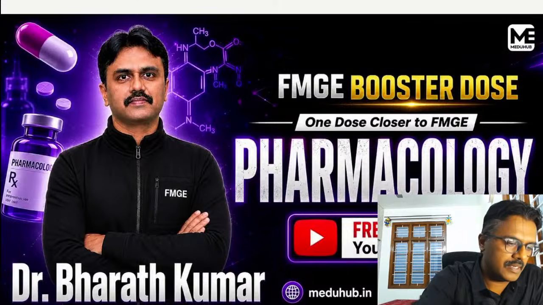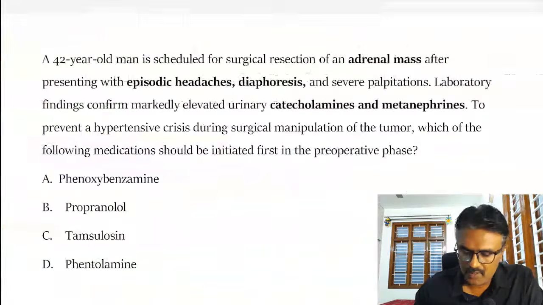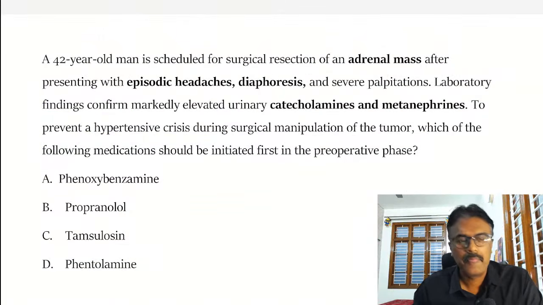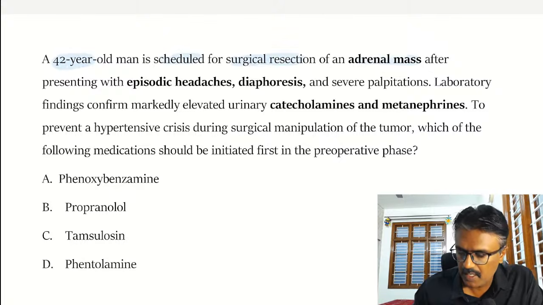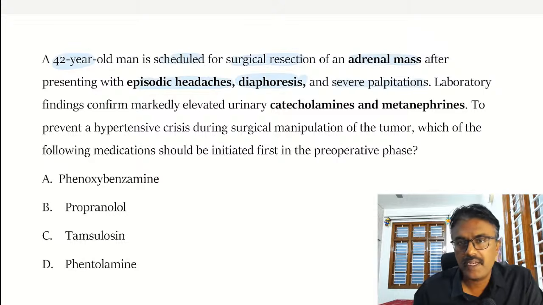Welcome. And we'll start with the first question. It will be an interactive MCQ based discussion. So try to answer. A 42-year-old man is scheduled for surgical resection of adrenal mass after presenting with episodic headaches, diaphoresis, and severe palpitations. So what comes to your mind when you think of adrenal mass, headaches, diaphoresis, severe palpitation?